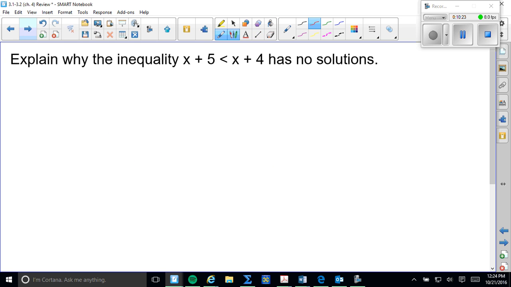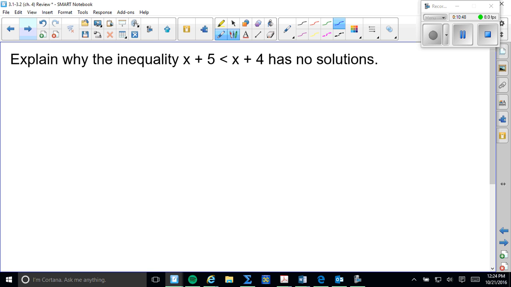Alright, if you have any questions, write them down throughout the video. The last thing you need to do before you turn the video off is explain why the inequality x plus 5 is less than x plus 4 has no solutions. Write down a sentence or two about why that could not have any solutions.